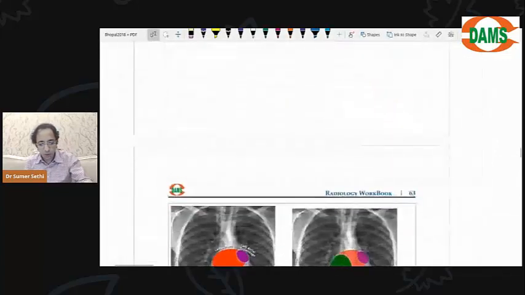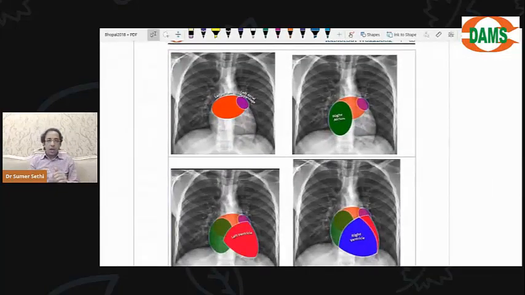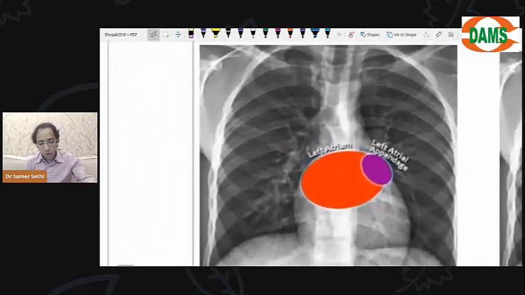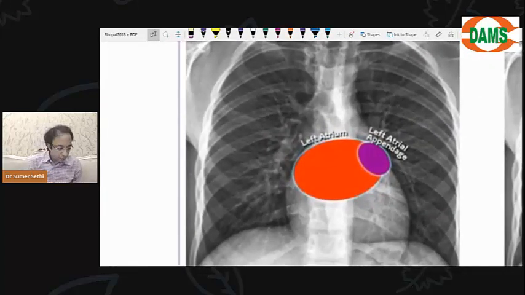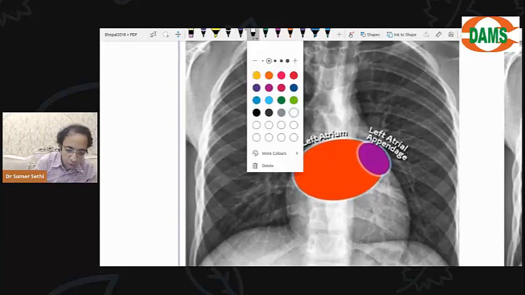Now we go forward. Now what I will do is, I will give you an idea on more cardiac diseases. Okay, we'll look at some more cardiac diseases, but to see them, we need to know the normal anatomy. So if I zoom the X-ray for you, please see with me.